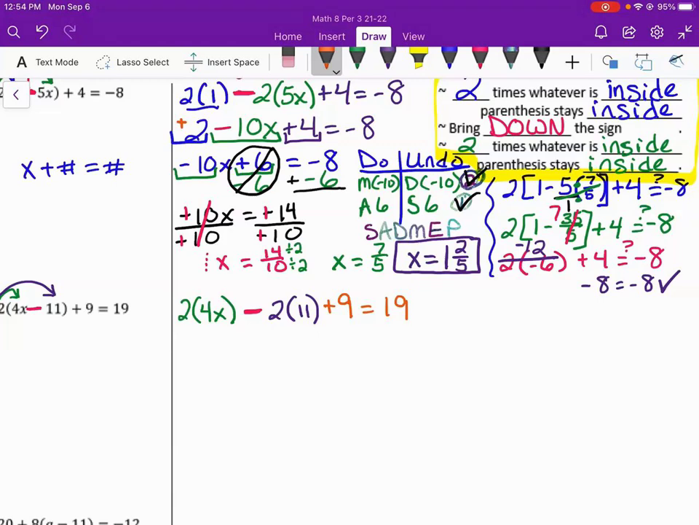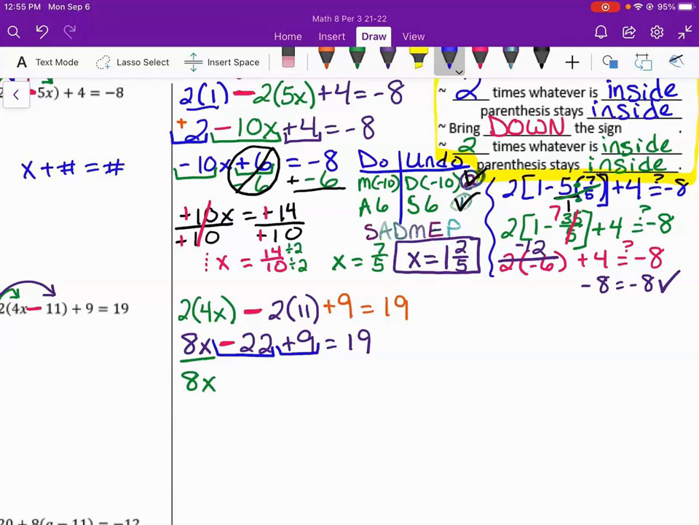Okay, we're doing our solving step, but the first thing you've got to do is simplify. So you've got to get everything simplified on both sides before you can do your do and undo. So I've got 2 times 4x, which is 8x, minus 2 times 11, 22. Plus 9 equals 19. Now, I look for my like terms on the left-hand side. My 8x, I've got nobody else with it.